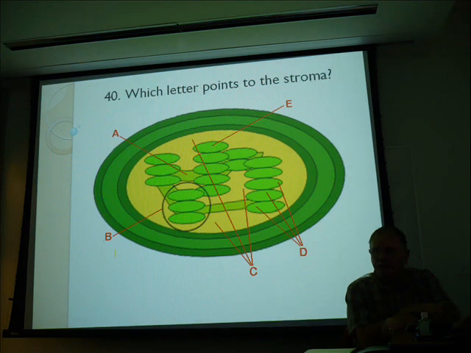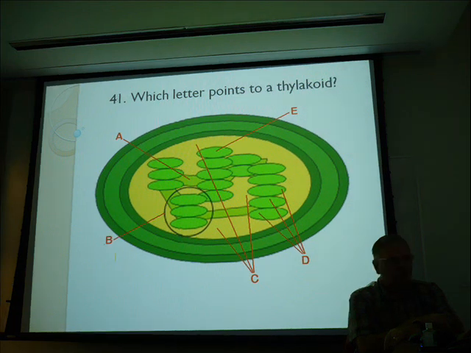In that chloroplast, where do you find the stroma? C as in Charlie. It's all the yellow stuff outside there. And that's where the dark reactions actually happen. The light reactions need that green stuff.